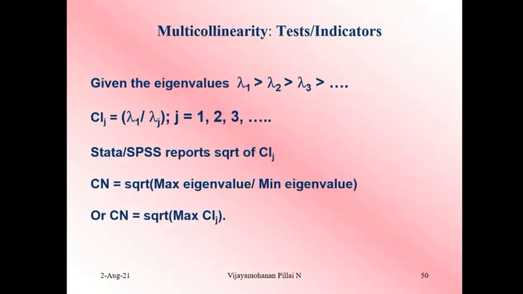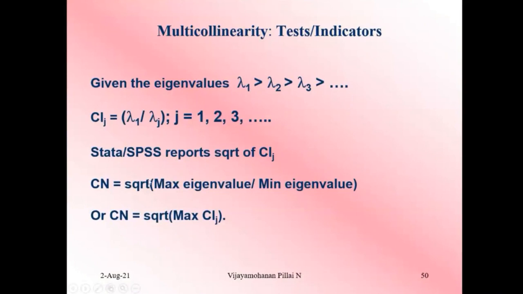Now, from that X prime X, we will have a number of eigenvalues, lambda 1, which is greater than lambda 2, and so on. That is, the eigenvalues are given in descending order, so that lambda 1 is the highest eigenvalue. Then the condition index is defined as lambda 1 divided by a particular lambda j. J can be 1, 2, 3, and so on. Now in Stata and SPSS, the condition index is given in terms of the square root.